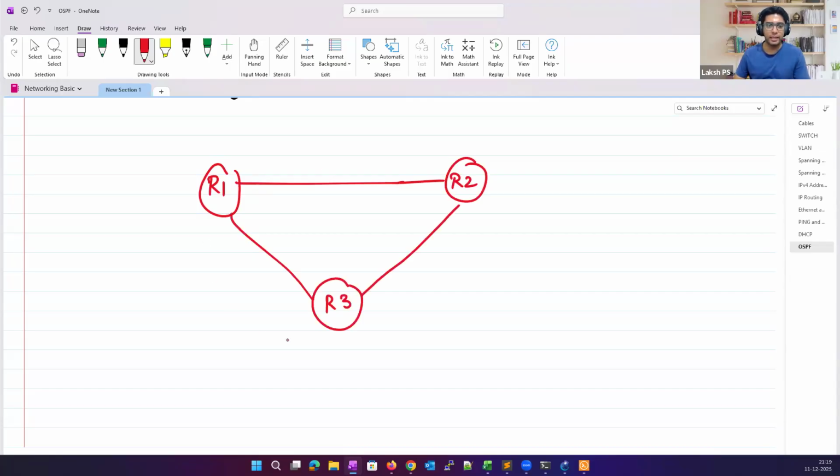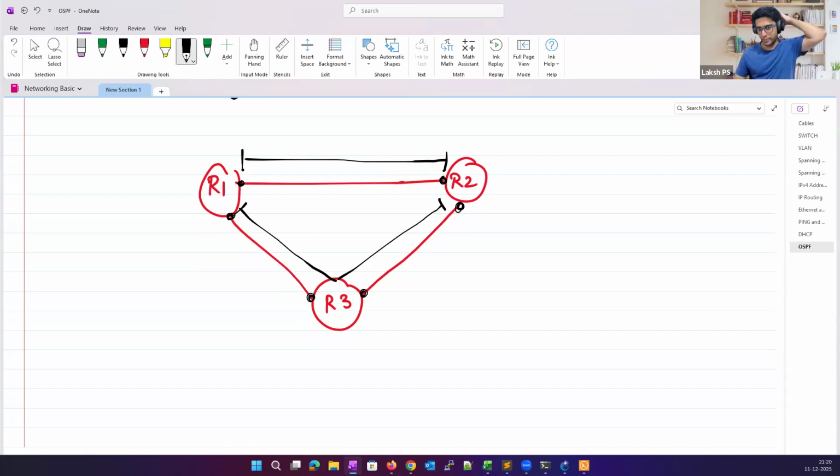Okay. Now, if I enable OSPF between R1, R2, and R3, from R1's perspective, to reach R2, it has two paths. One is this direct path, the other is this indirect path. Right. Now, consider this as a 100 Mbps link. This also has 100 Mbps. This as 100, or all the interfaces having 100 Mbps speed.